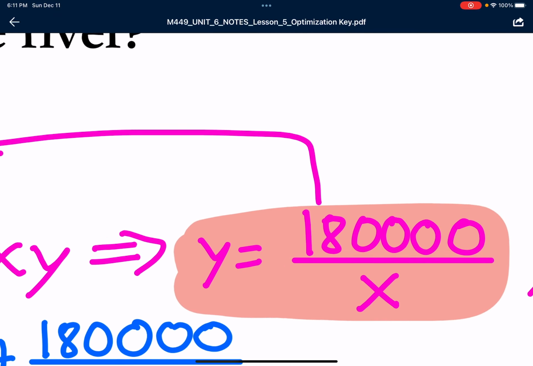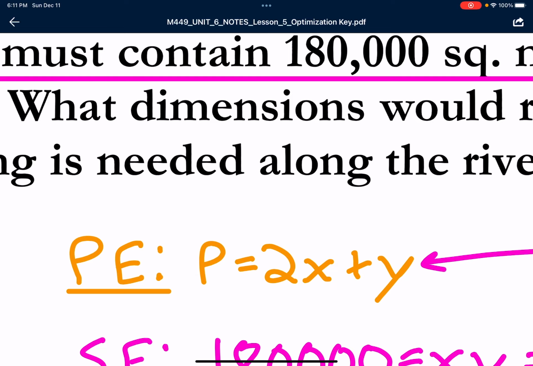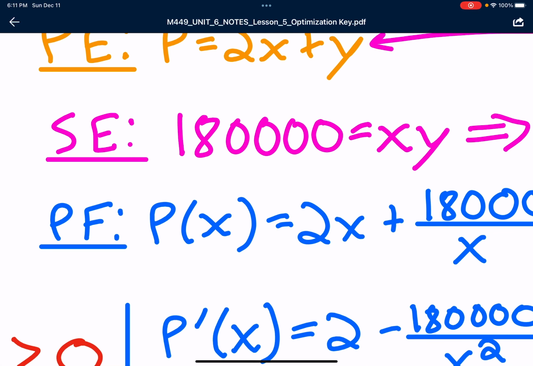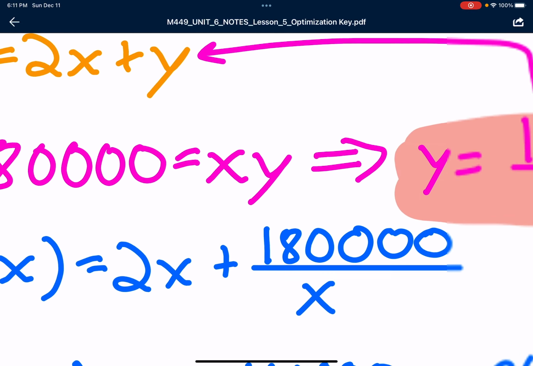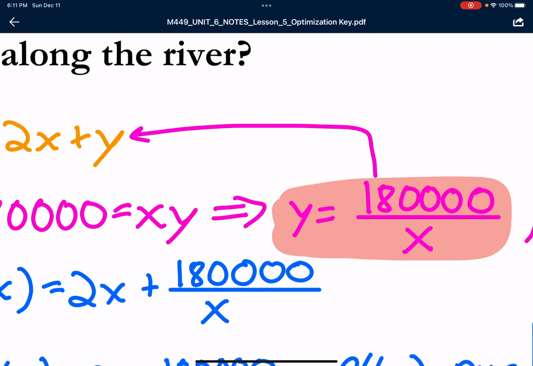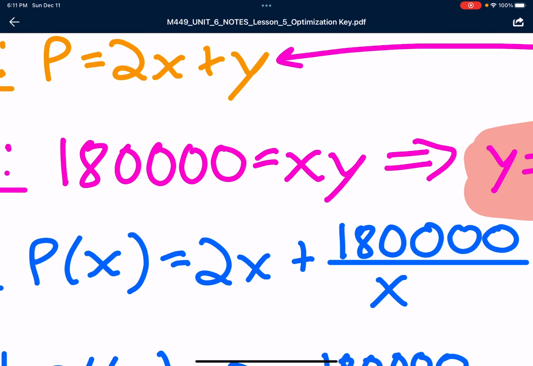Let's go ahead and take our equation for y and plug it back into our primary, and that gives us our primary function. So here is our perimeter as a function of x. P of x is 2x plus, and now I've substituted in for y, 180,000 over x. This is the function I am going to be finding the minimum of, because the question said least amount of fencing. So that's what I'm looking for.